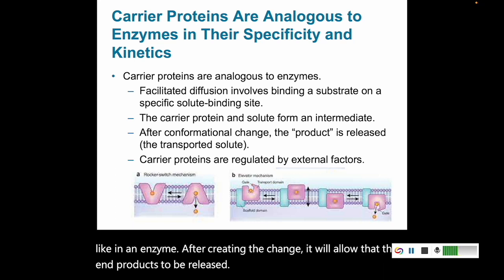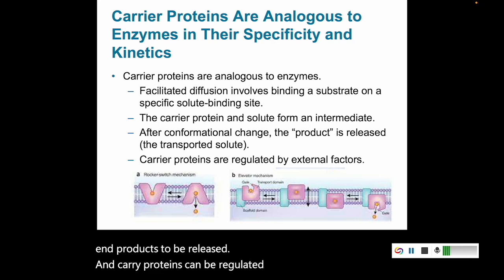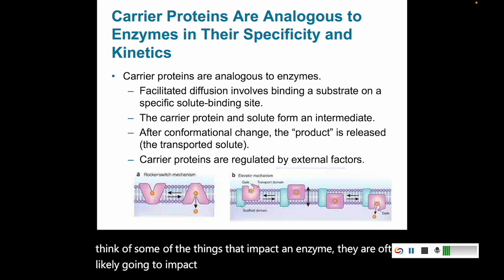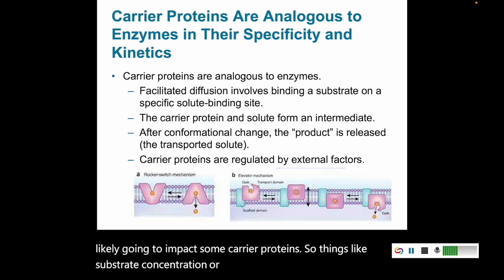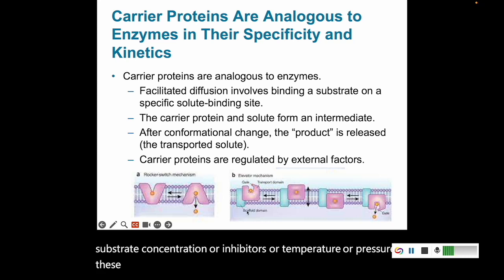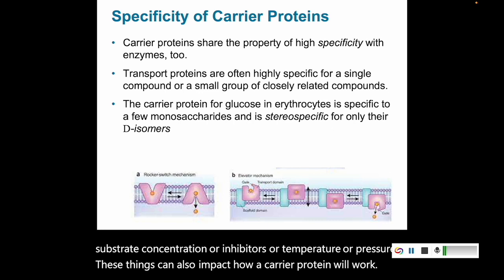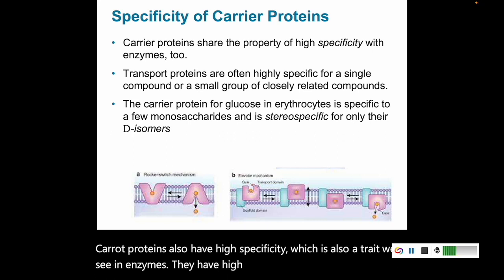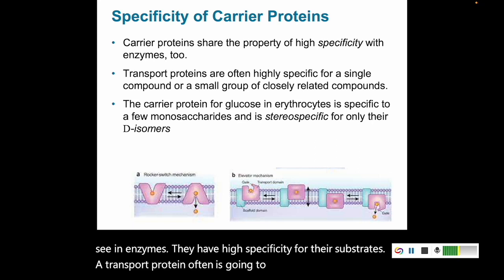Carrier proteins can be regulated by external factors. If you think of some of the things that impact an enzyme, they are often likely going to impact some carrier proteins, things like substrate concentration, inhibitors, temperature, or pressure. These things can also impact how a carrier protein will work. Carrier proteins also have high specificity, which is also a trait we see in enzymes. They have high specificity for their substrates. A transport protein often is going to be very specific for one single compound.